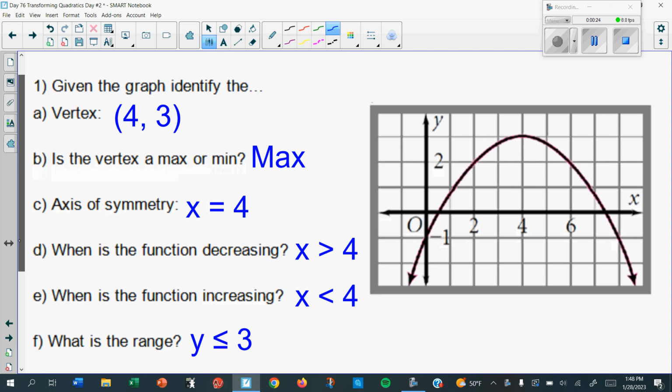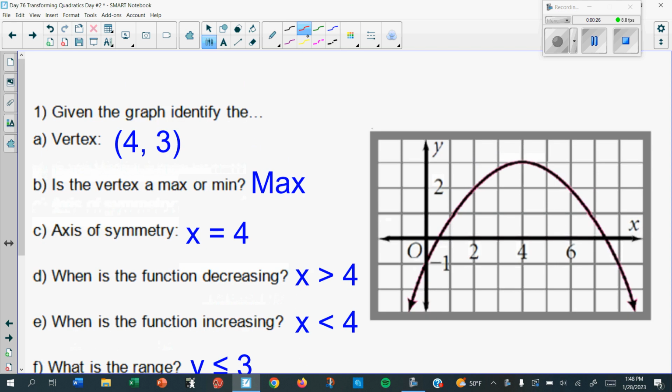So first of all, vertex. The vertex will always be either the highest point or the lowest point. So if you look, that's where it gets to its highest point. So what coordinates is that? 4, 3. So that should be easy. Is the vertex a max or a min? Well, clearly it got up to its highest point, so that's a maximum.